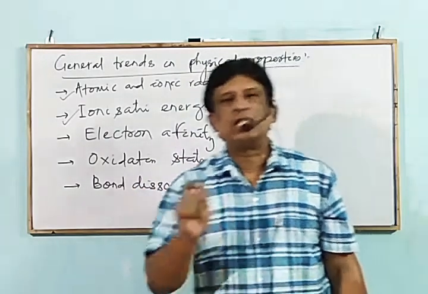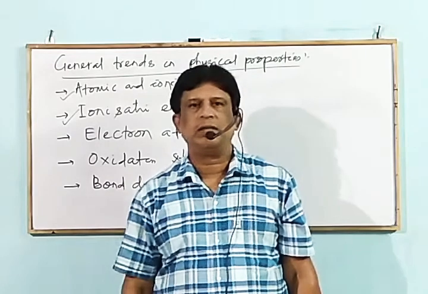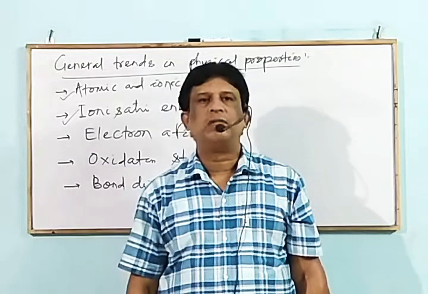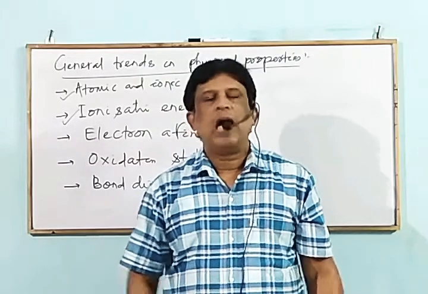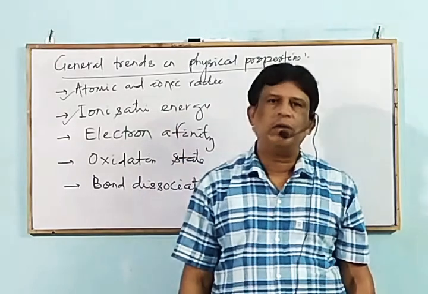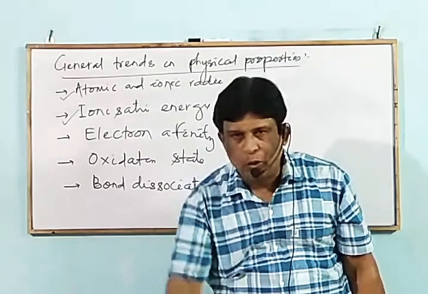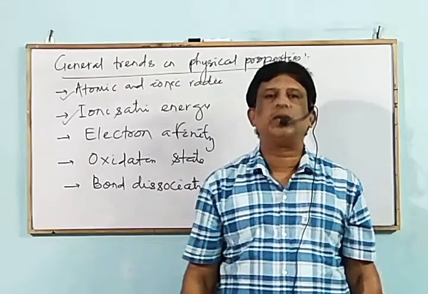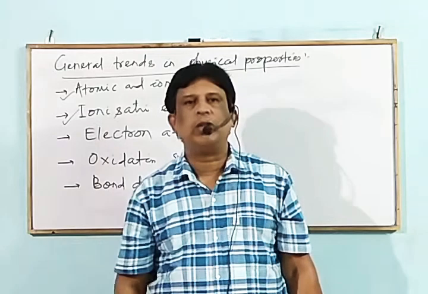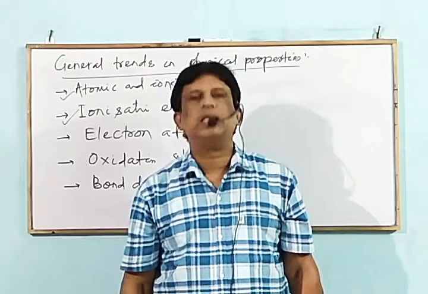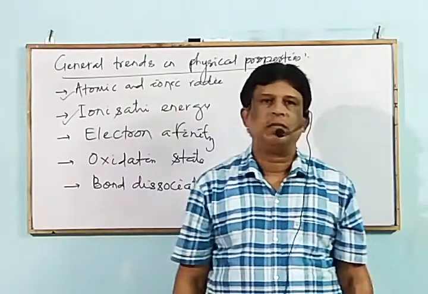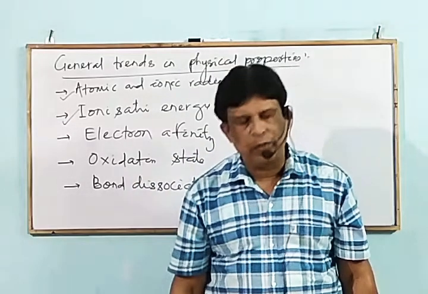So due to their small atomic size, they have a high value of ionization energy. However, if we move from fluorine, chlorine, bromine, iodine to astatine, from top to bottom in the periodic table, this value gradually decreases due to increase in atomic size.